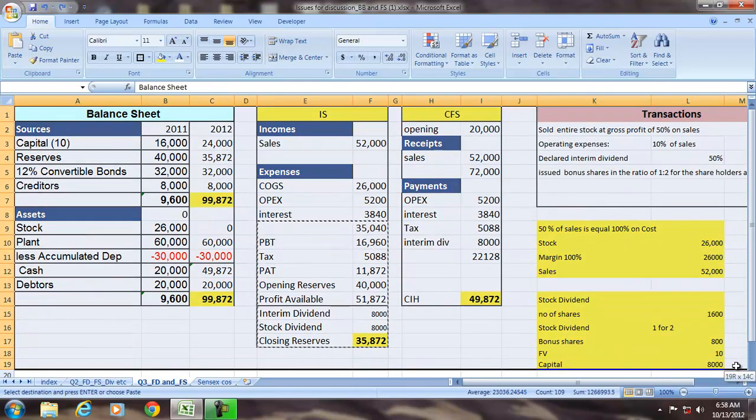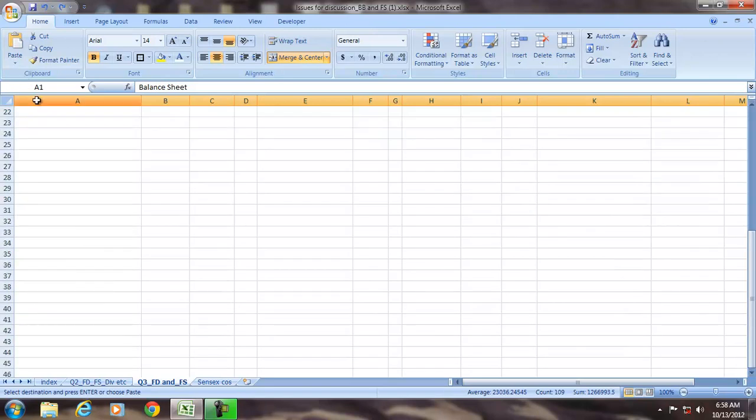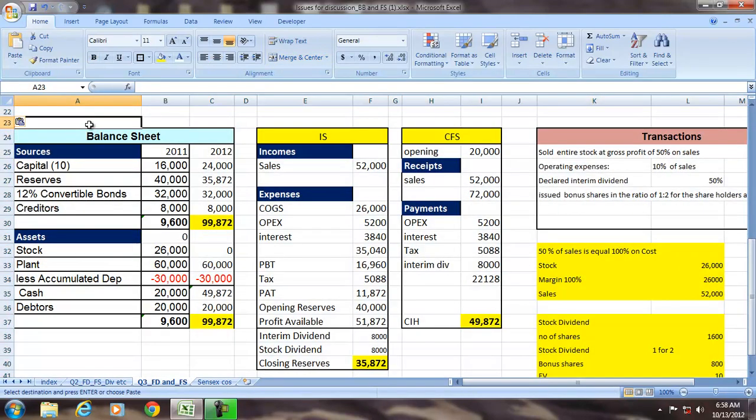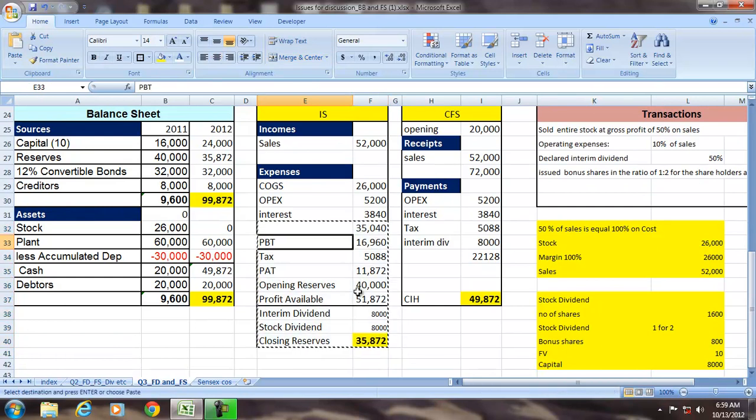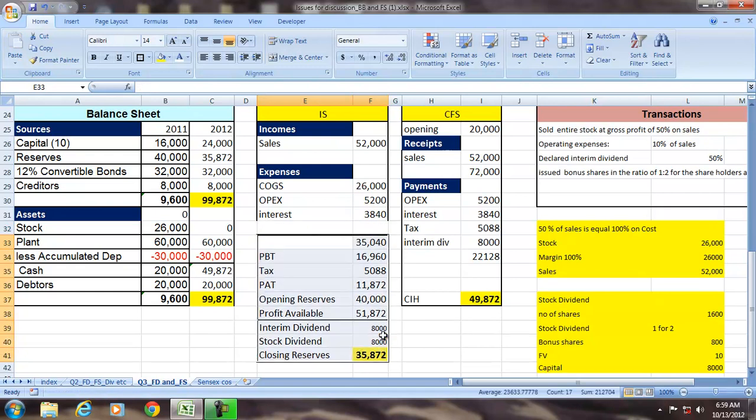Suppose we copy this. Let us copy this and take it here. Now with depreciation of 1,000 or 2,000 per year, the 2,000 per year. So the depreciation is an expense. We show depreciation as an expense. So the depreciation, which we had not taken in the previous exercise, we will now take. So depreciation is equal to 2,000 given.